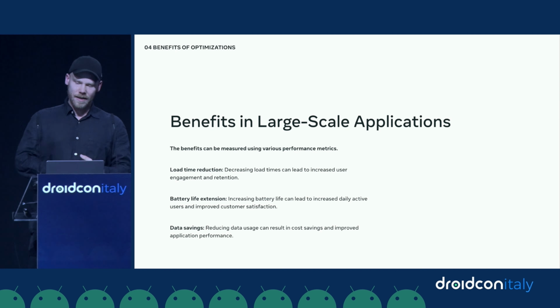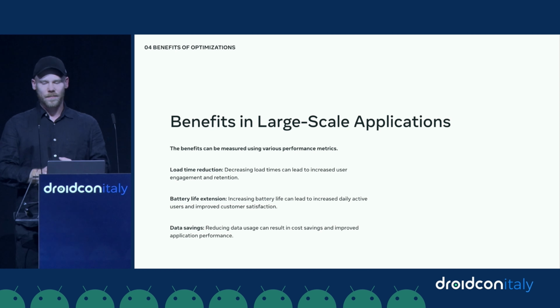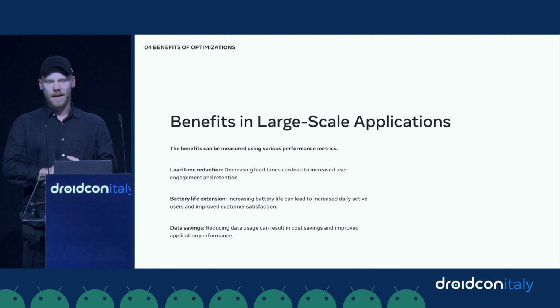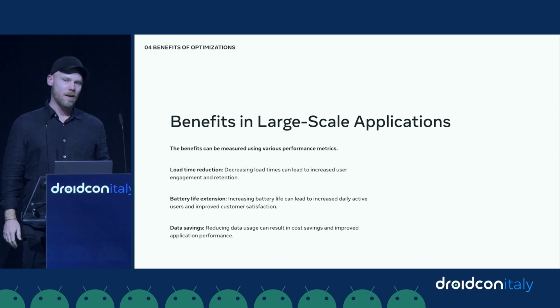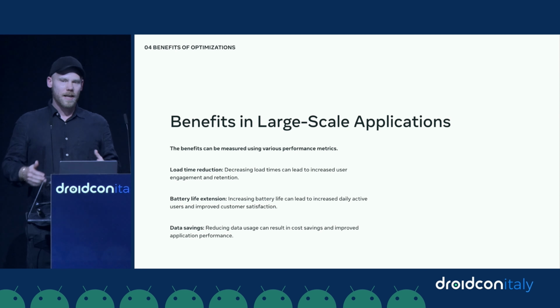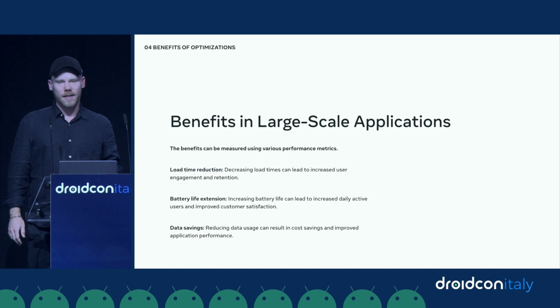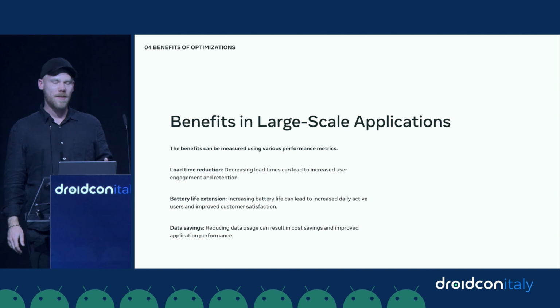So the benefits of the optimizations can be measured with a lot of performance metrics. In the end, all of this depends on which metrics you want to measure, how deep you want to go, and what your data infrastructure looks like. The obvious ones, I put a few on the slide here, like load time reduction. If the content is just rendered faster, usually it leads to more user engagement, right? More user retention. Nobody wants to wait 10 seconds for an image to load or for something to happen after clicking on a button, right?